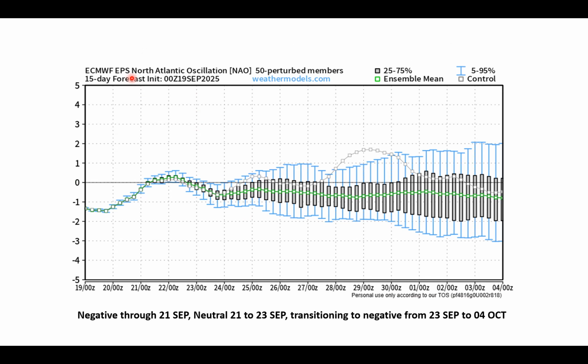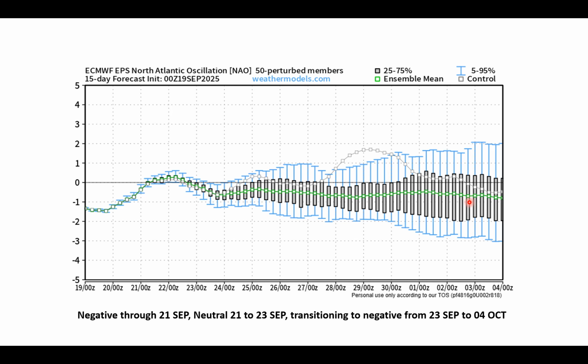So let's take a look at the forecast. This is the European EPS NAO 50-member forecast out to 4 October. So we're starting off with a negative NAO initially through the 21st of September, and then we go neutral 21 to 23 September before we transition back to negative. Follow the solid green line here. We are fairly negative on this EPS outlook generally from 23 September right on through the 4th of October. If this were to come true, you'd have some cooler conditions along the U.S.